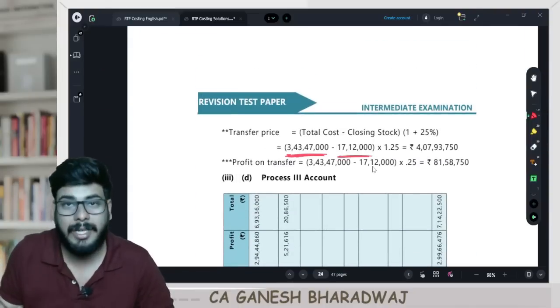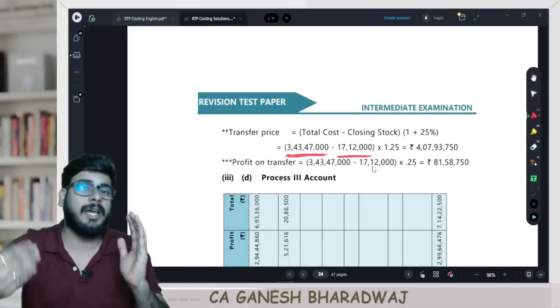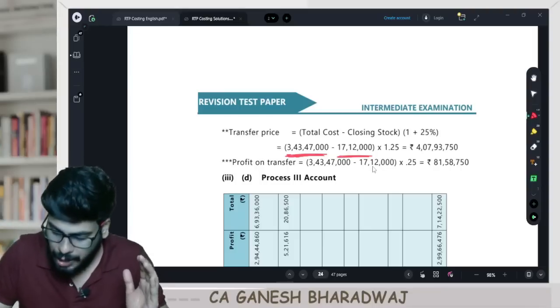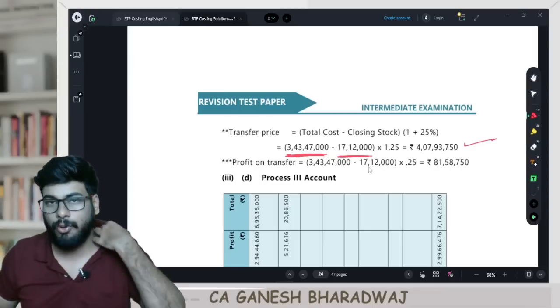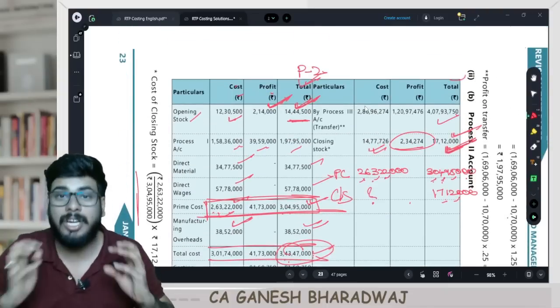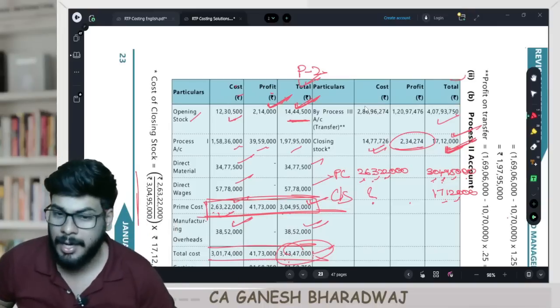343,47,000 minus 17,12,000. This is the value cost of the process, but they are not going to transfer it at cost. They are going to add a markup to this of 25%, into 1.25. They arrive at 4,07,93,750. That is going to be the total value of the output getting transferred to the next process, process 3. Are you clear with this?